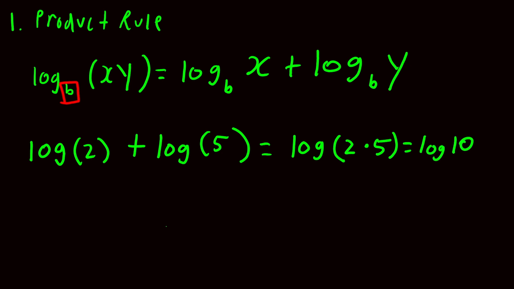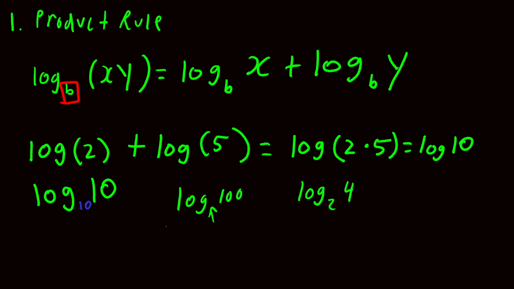Now, this is a really important thing I need you guys to remember. If they give you a log with no base, if they just give you a log 10, it's assumed that the base is 10. Okay? So if they give you a log and if it's just log 100, the base is 10. If they give you log base 2 of 4, then the base is 2. But if you don't see a base, it's always 10.